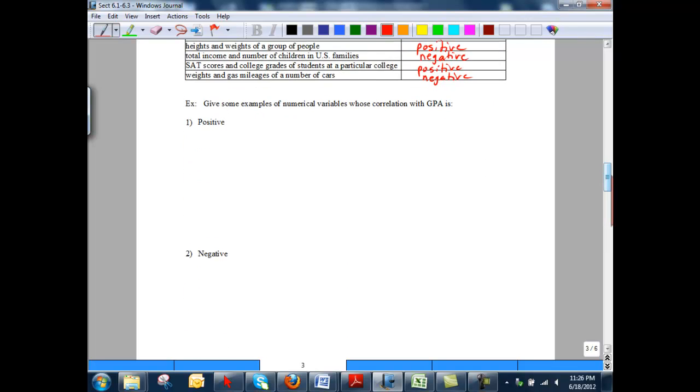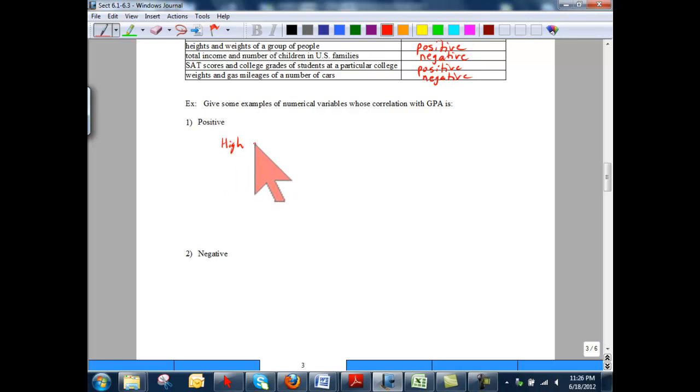Let's think of some examples. I want to talk about variables which are correlated with GPA. And first, examples of numerical variables which are positively correlated with GPA. So maybe you can think of some. Here are some examples.